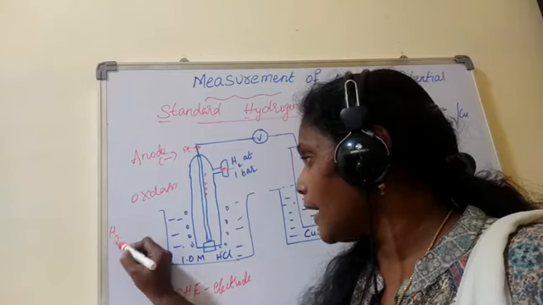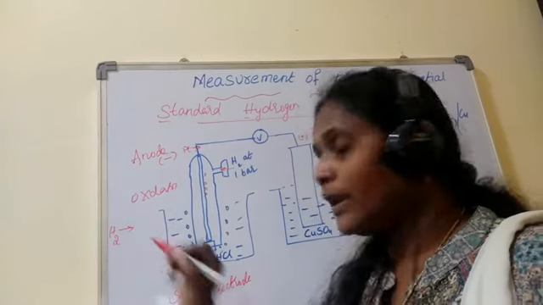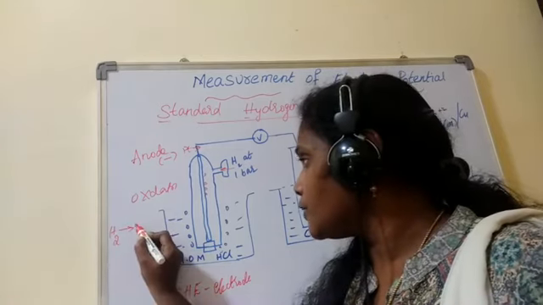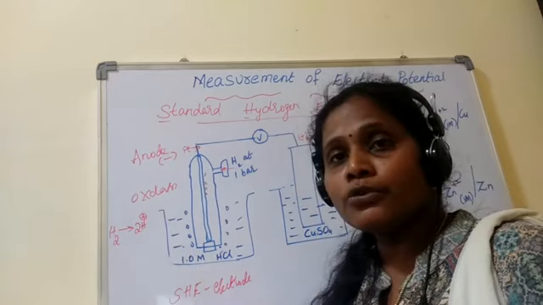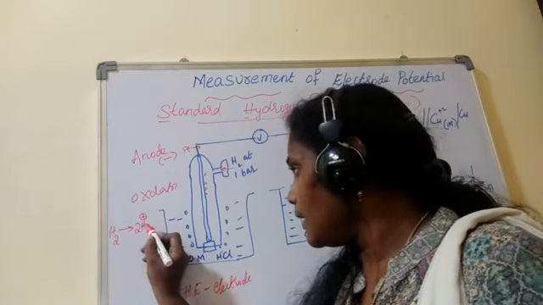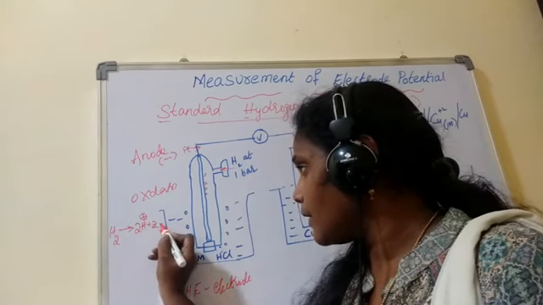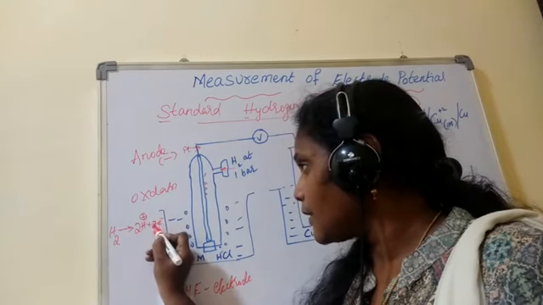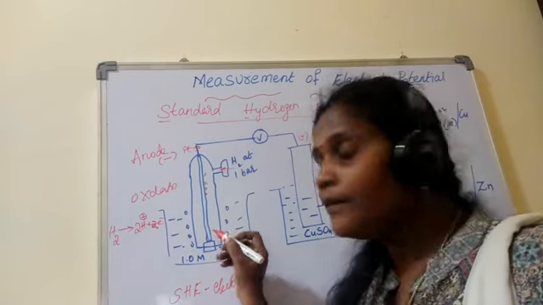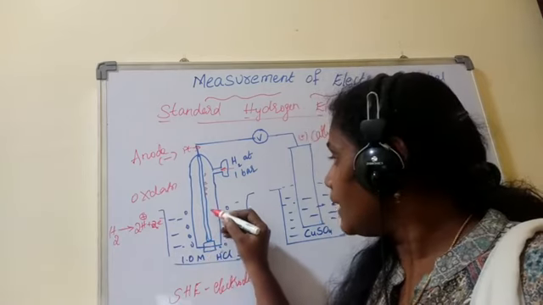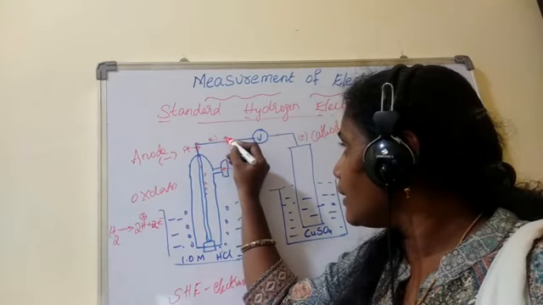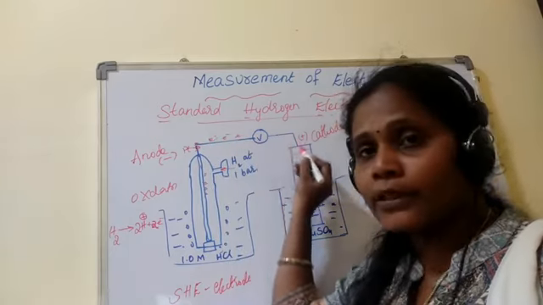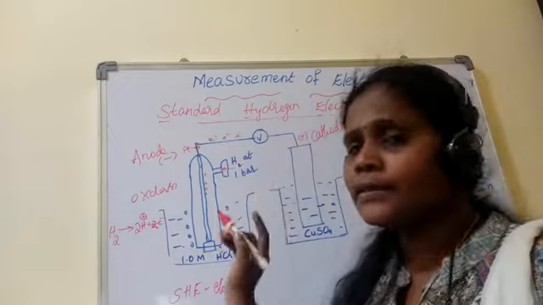Therefore H2 has to leave 2 electrons. That means H2 undergoes oxidation to convert into 2 H plus ions plus 2 electrons, right? 2 electrons have to be liberated here. Then when 2 electrons are liberated, those electrons will move from this platinum wire towards the cathode. Right? Exactly similar to that.